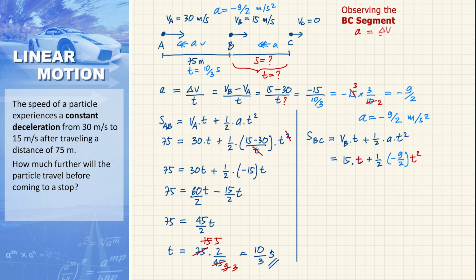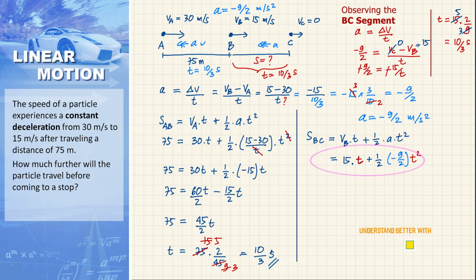A equals delta V divided by t, so minus 9 over 2 equals VC minus VB divided by t. We substitute VC and VB. Both minus signs can cancel each other out. Then, we get the t value is 15 times 2 divided by 9. We calculate it, and it results in 10 over 3 seconds.